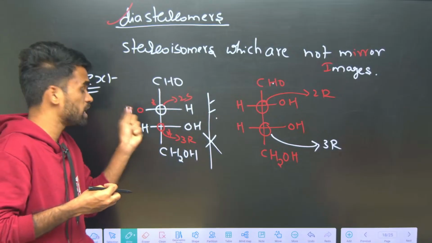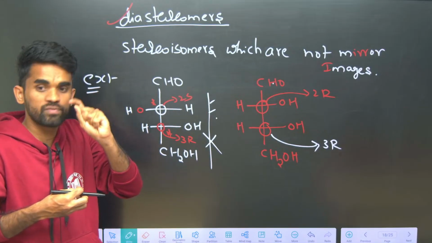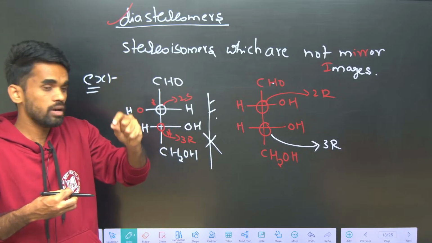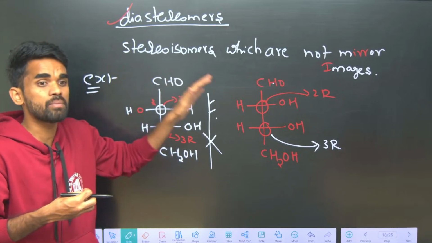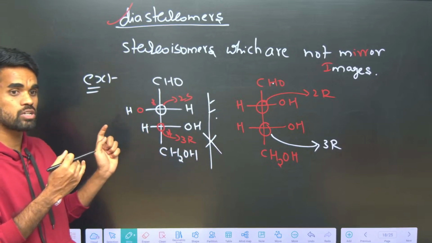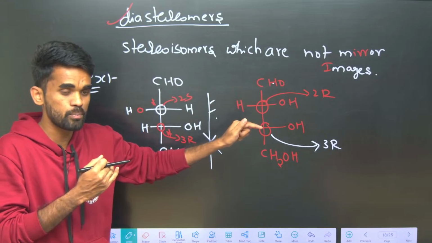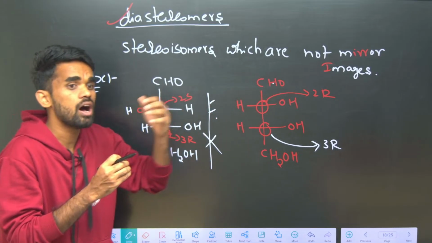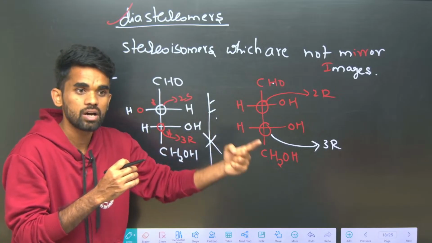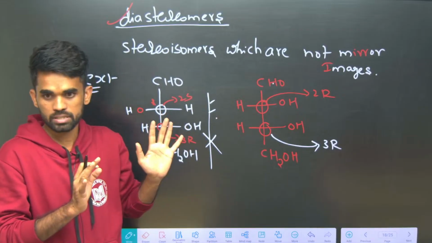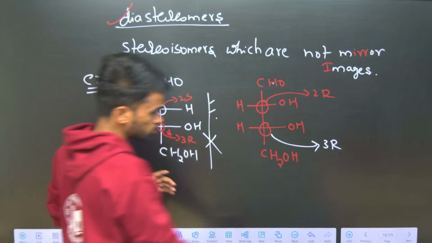If the configuration becomes different only at one chiral center or only some chiral centers instead of all, then we can call them diastereomers. So to go from one diastereomer to another diastereomer of a compound, the stereochemistry may differ at one chiral center or some chiral centers, but not all chiral centers. If it is all, then they are enantiomers. Is this clear or not? Right.